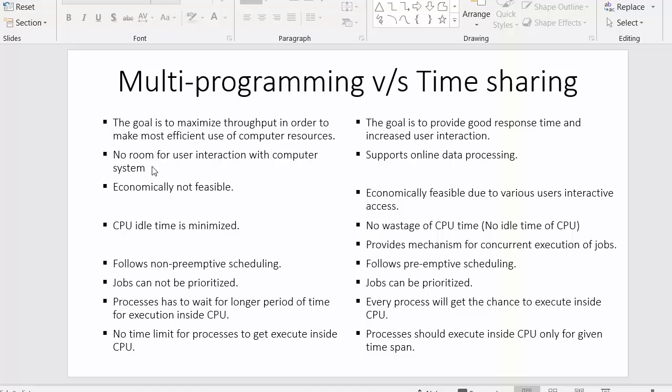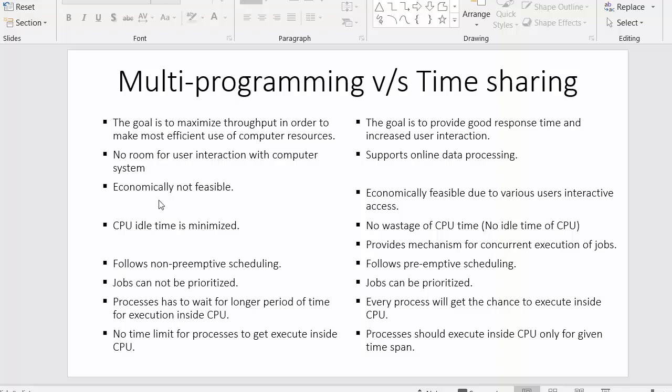The second point is no room for user interaction with the computer system. In multiprogramming system there will be very little interactivity between the user and the system. But in time sharing system the interaction is more, since these systems are used for handling online data processing, where multiple users can interact with the systems.